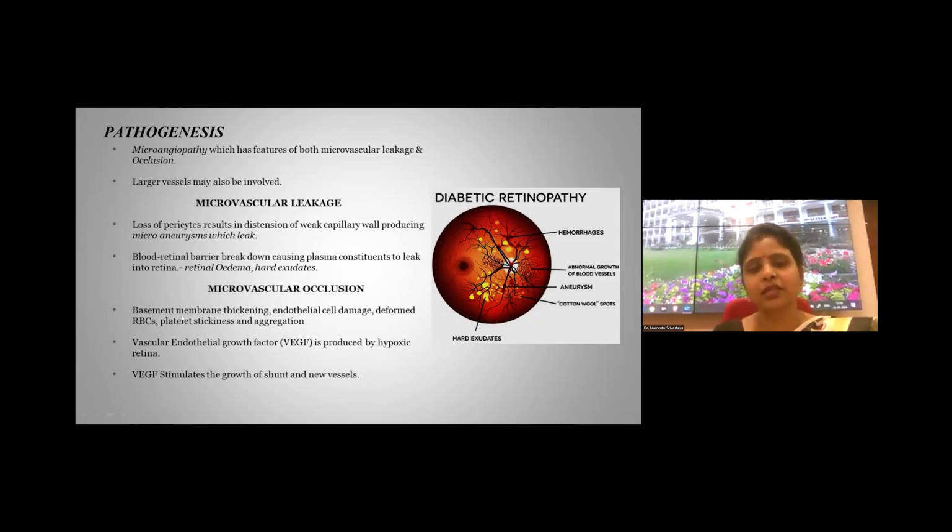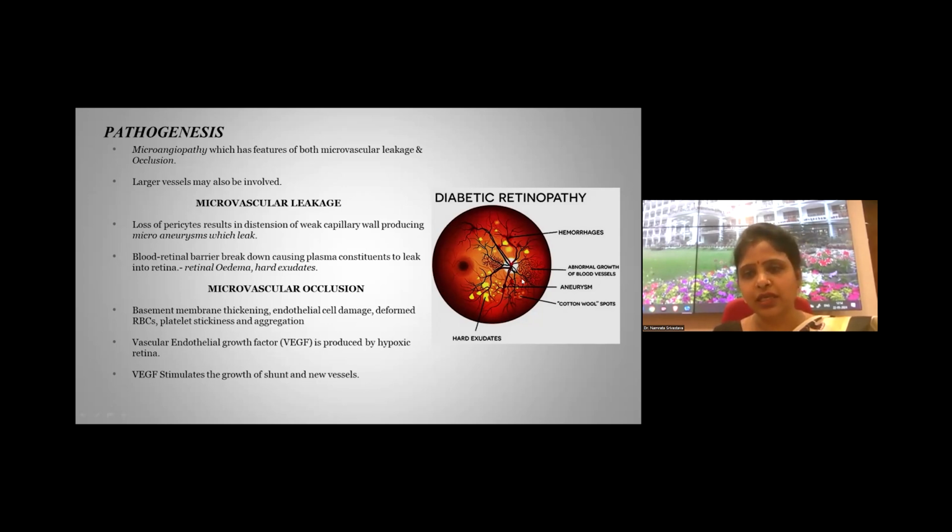Microvascular occlusion starts with the basement membrane, which thickens, and endothelial cells are damaged, so RBCs and platelets stick together. Vascular endothelial growth factor is produced by the hypoxic retina, and it stimulates the growth of shunts and new vessels.